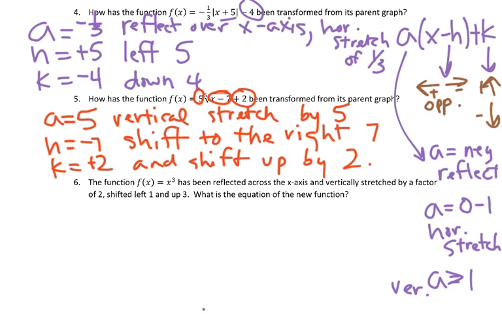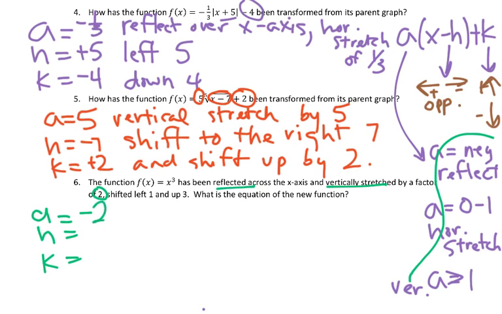It says a function f of x equals x cubed has been reflected across the x-axis and vertically stretched by a factor of 2. Shifted left 1 and up 3. What is the equation? So let's find our a, our h, and our k. So we've got a reflection and a vertical stretch by 2. So a deals with those. So it's reflected, that makes it negative, vertical stretch of 2, negative 2 for a.